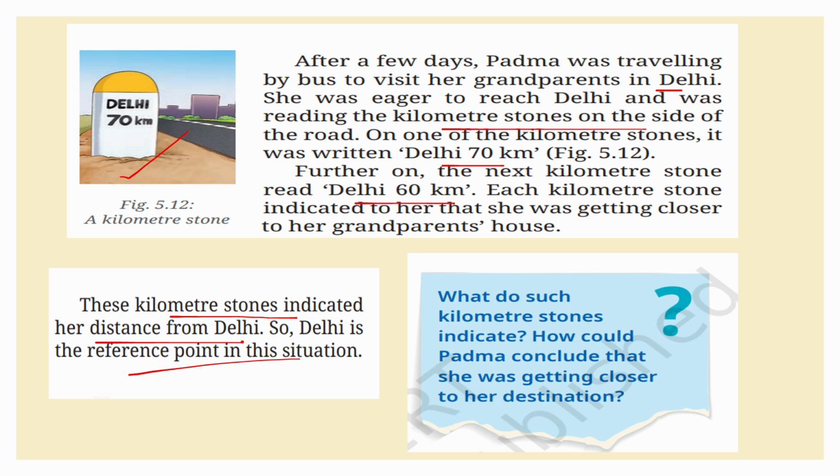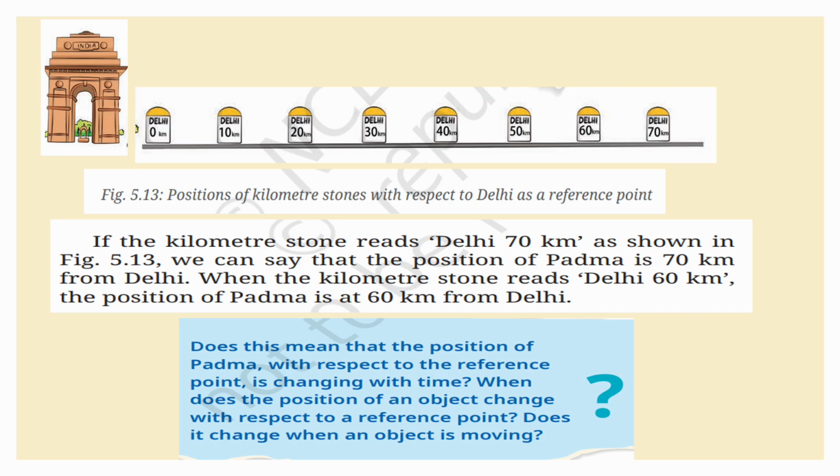What do such kilometer stones indicate? How could Padma conclude that she was getting closer to her destination? These are the positions of kilometer stones with respect to Delhi as a reference point. At first it is Delhi 70 kilometer. Delhi 70 kilometer means Delhi is 70 kilometer away.